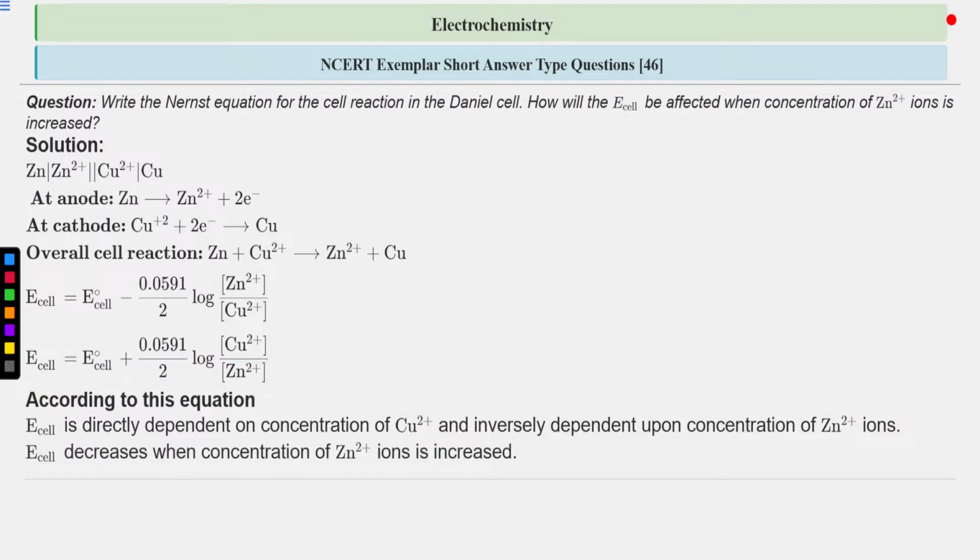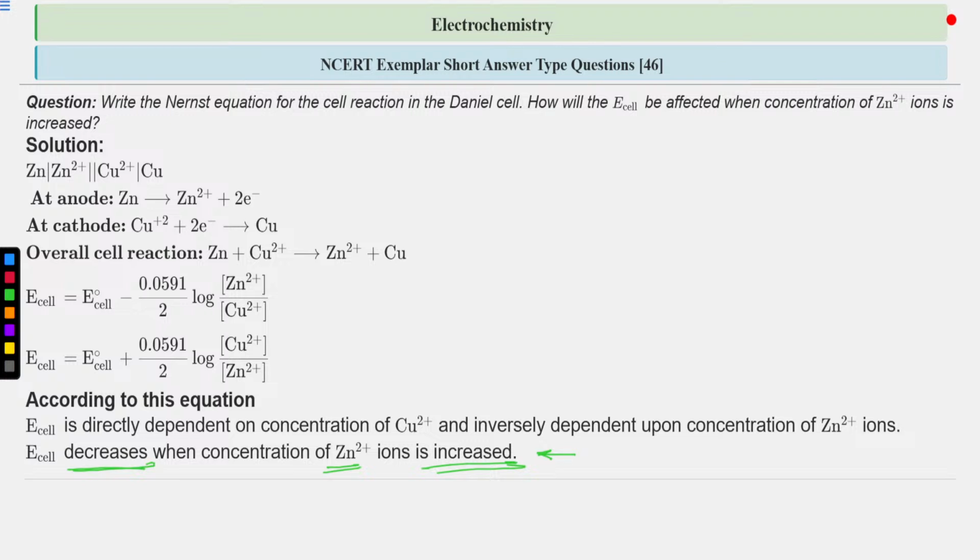E of cell will decrease when the concentration of zinc 2 positive ion increases, because they are inversely related, inversely proportional. One will increase, then another will decrease. So this is the relation.